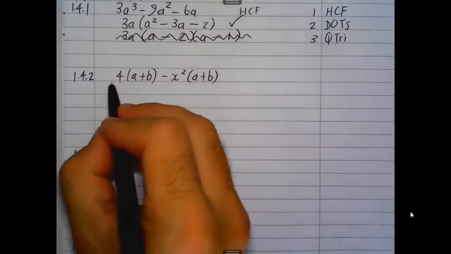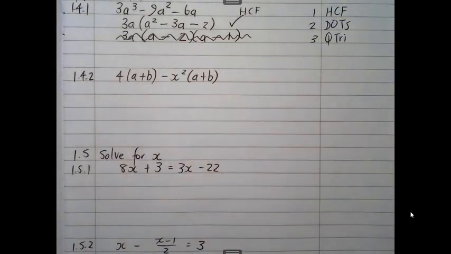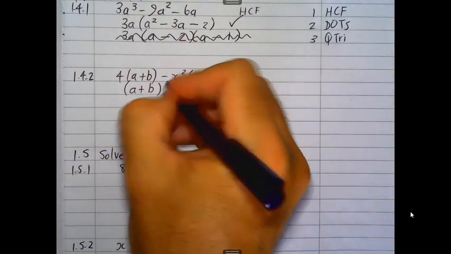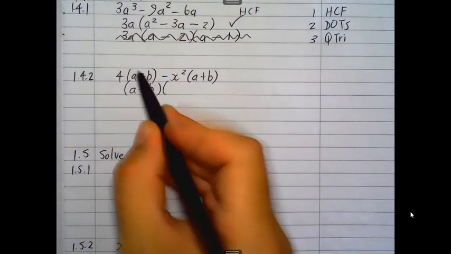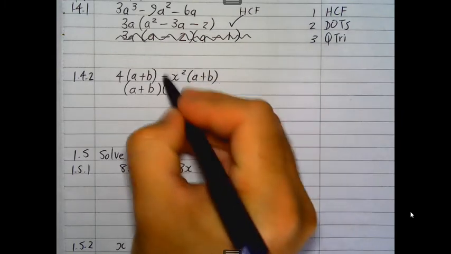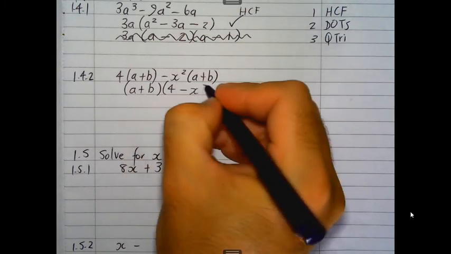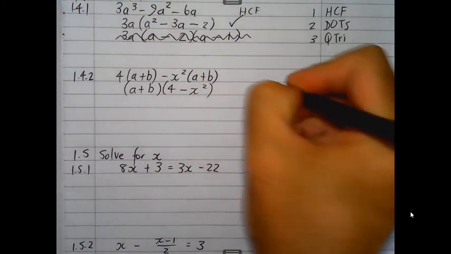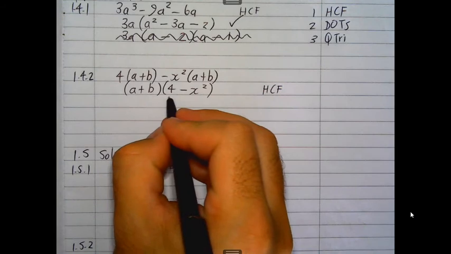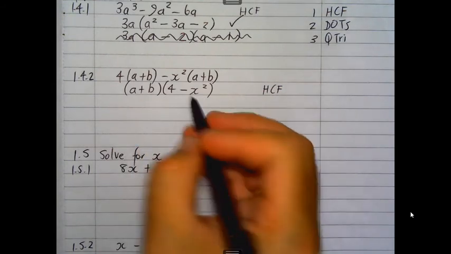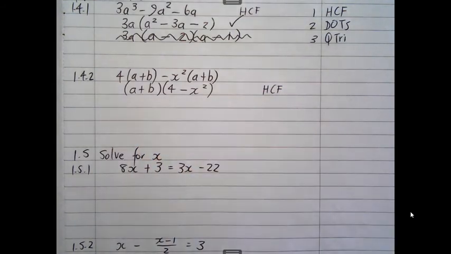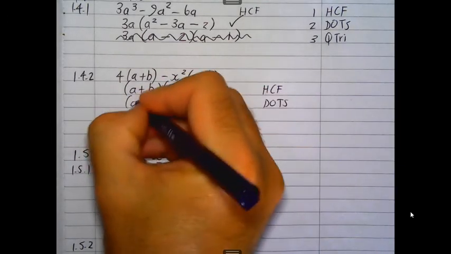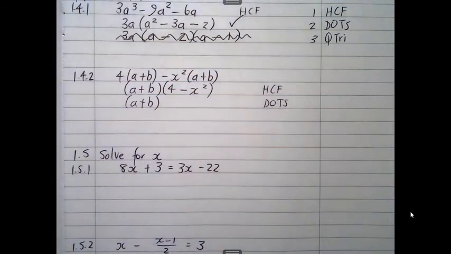So, what is common amongst both terms? The bracket, A plus B. So if I take out an A plus B, what is left in this term? The 4. What is left in this term? Minus x squared. Right? So we've HCF'd first, but now, if you look carefully at this second bracket, we are going to be able to difference of 2 squares with that bracket. Difference of 2 squares. So this bracket A plus B is just going to sit and do nothing.